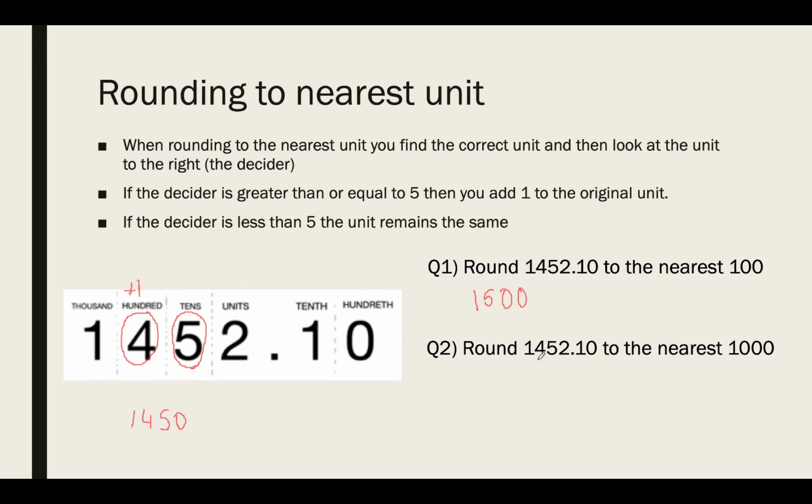Now let's look at question 2. So this is asking us to round the same number to the nearest 1000. So if we have a look, 1 is our nearest 1000, and then the unit to the right of it, which we're calling the decider, is 4. Now 4 is actually less than 5. So the unit remains the same, and our answer is 1000.